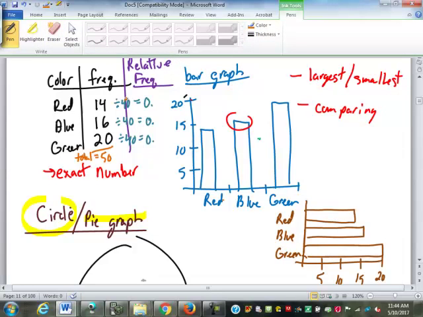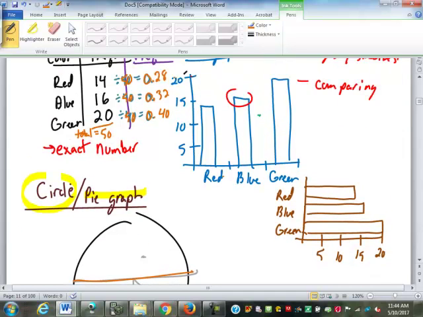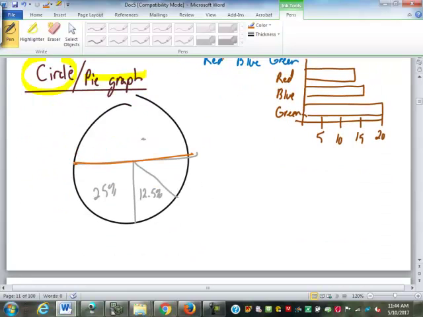That changes things. So when we divide by 50, 14 divided by 50 is 0.28. 16 divided by 50 is 0.32, and 20 divided by 50 is 0.40. So that'll change this quite a bit. But going back down here, red is 28% then. That's just bigger than a quarter. So that's going to be red.